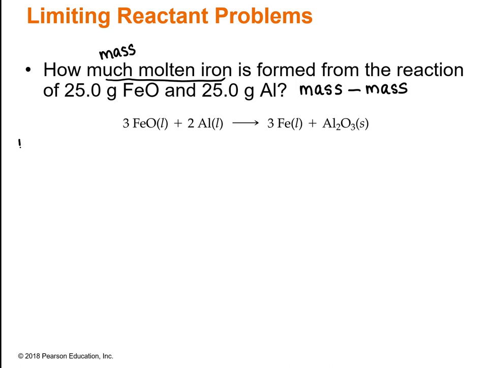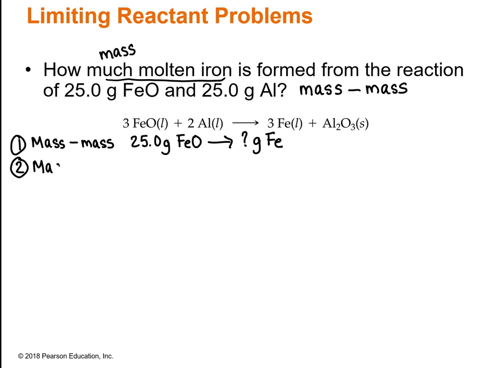So the first thing we have to do is mass to mass, to figure out how we go from 25 grams of iron 2 oxide to molten iron. Then you have to do another mass to mass problem to go from 25 grams of aluminum to the number of grams of molten iron.